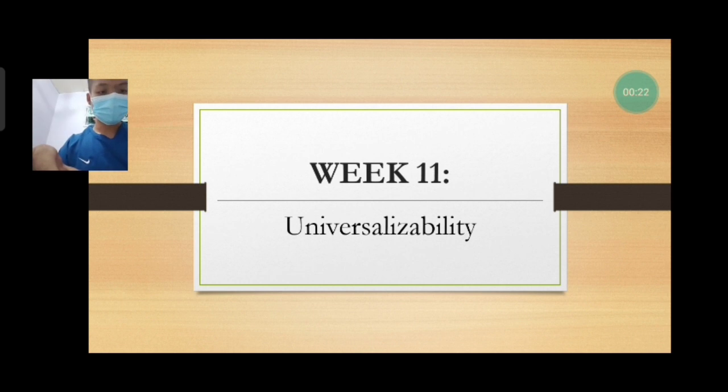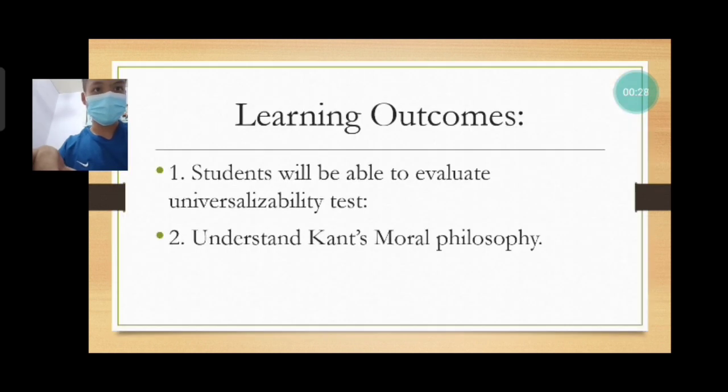But before we start, let's first read and know the learning outcome of week 11. Number 1, students will be able to evaluate the universalizability test and understand Kant's moral philosophy.